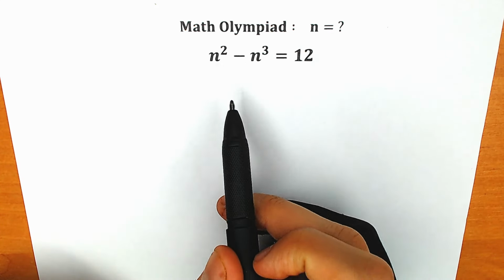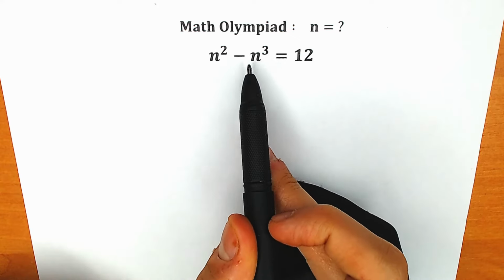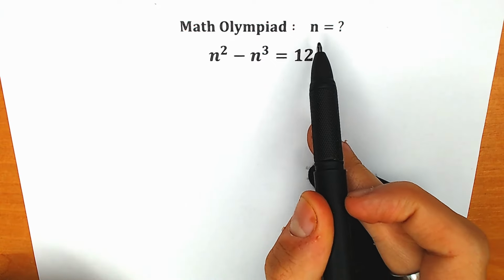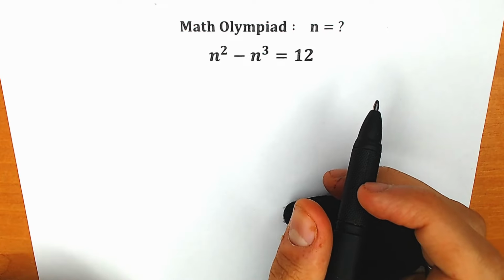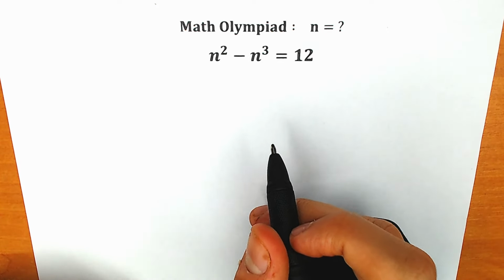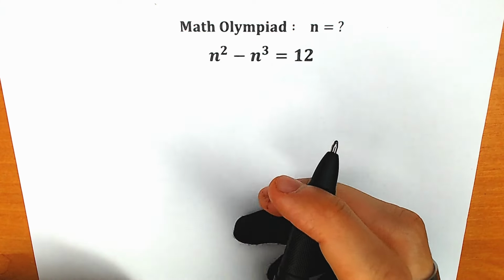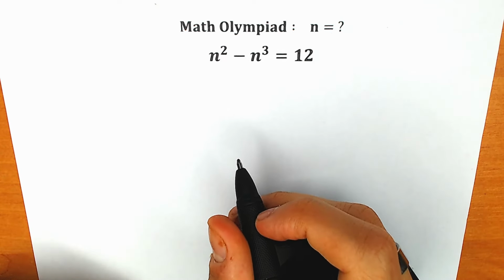Today we have a very interesting equation: n squared minus n cubed equals 12. We need to solve this equation for n. If you have your answer, your assumption, you can write it in the comments below, and then we will check our answer. It will be really interesting to exchange information in the end of the video.